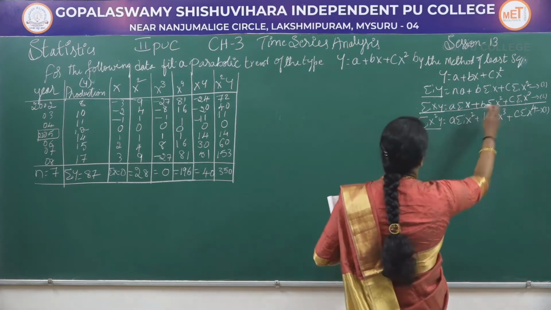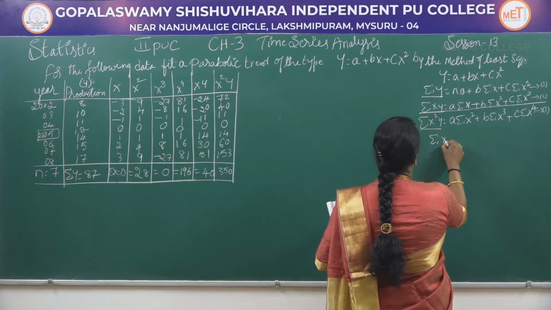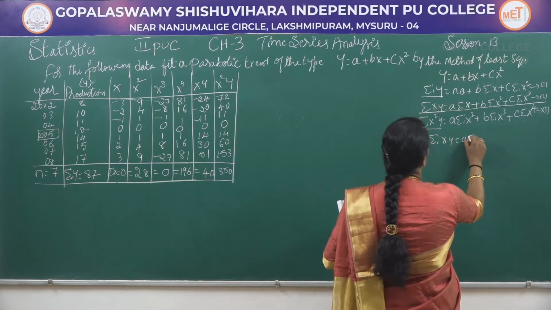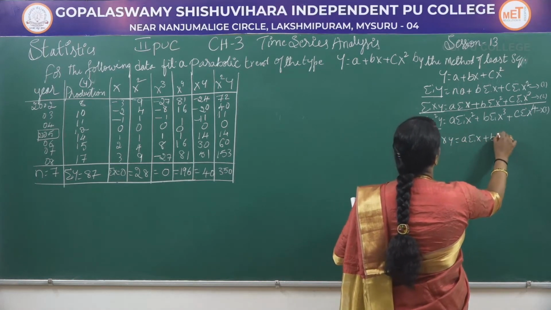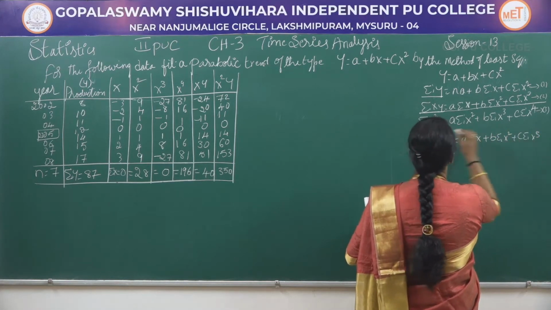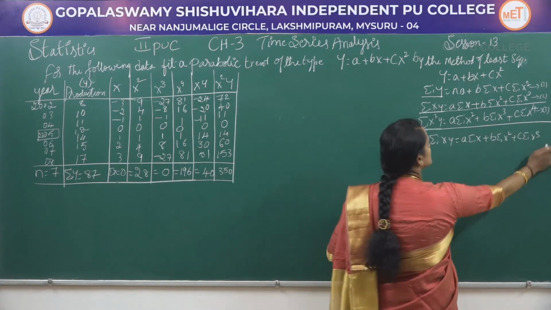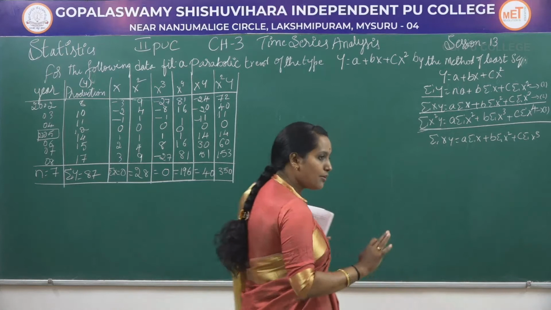First I will consider the second equation, that is summation of xy is equal to a into summation x plus b into summation x square plus c into summation x cube. So using this equation, I will substitute the values.